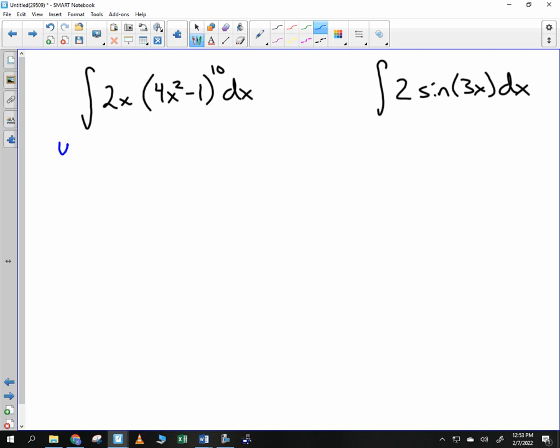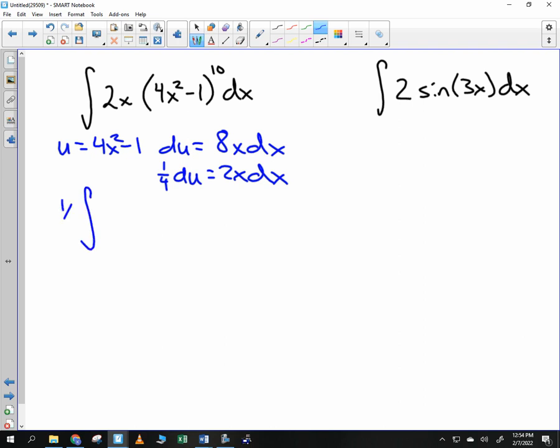What was u? 4x squared minus 1. What is du? 8x dx. I don't want 8x dx. I want 2x dx. So I'll divide through by, sure, that's one way to do it. In order to get this to be a 2, I can divide by 4. So 1/4 du is equal to 2x dx. See that? So my substitution is good to go.